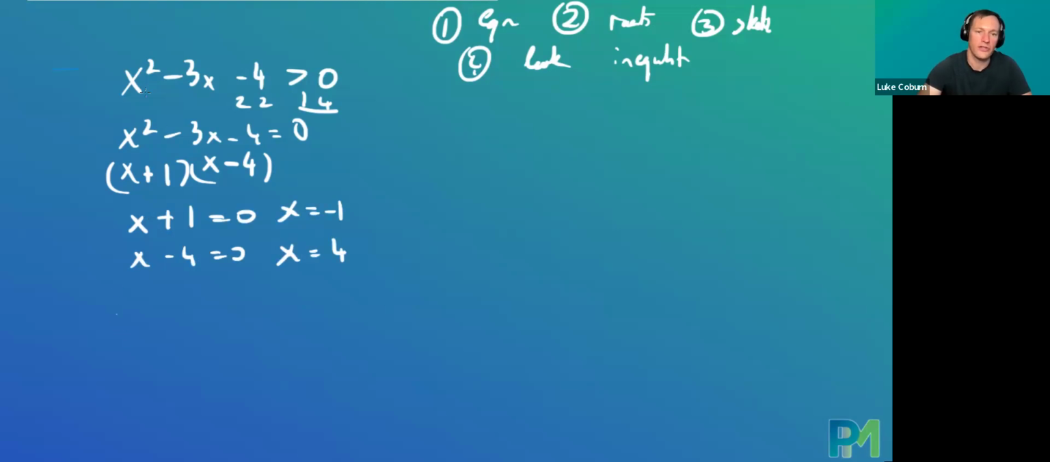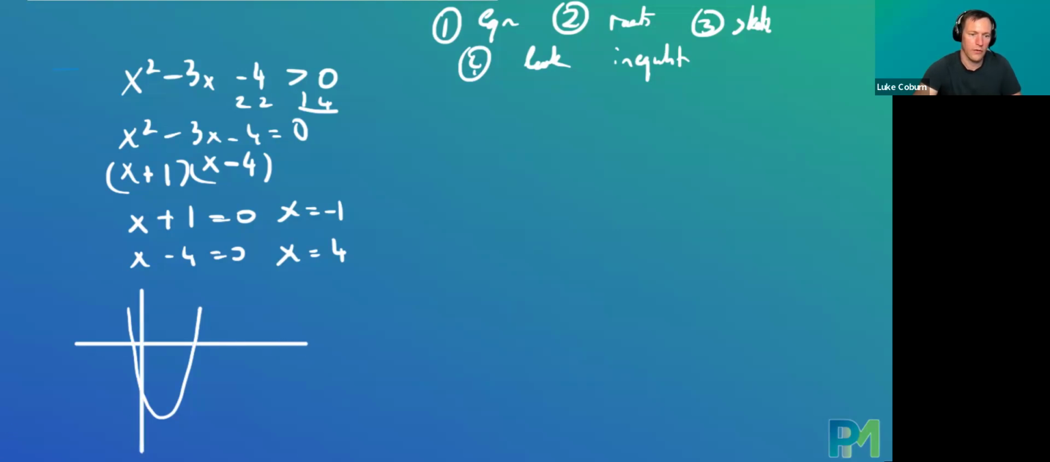Okay, brilliant. Now we sketch. So it's a plus in front of the x squared, so it's a U shape. So we'll draw the U shape here, and then minus 1 and 4. So here is minus 1, and here is 4. Now I want to look at the inequality, and look what I have. It's greater than 0. So the pieces of it that I want out of this are this piece and this piece here.